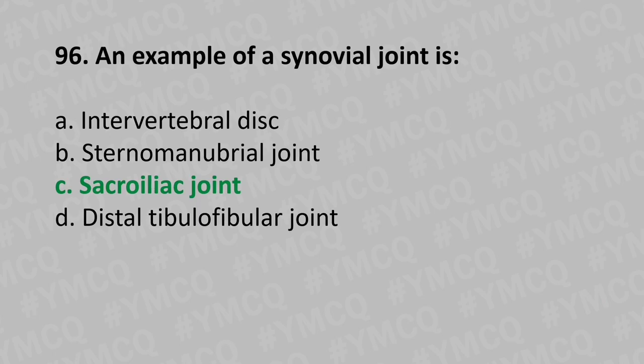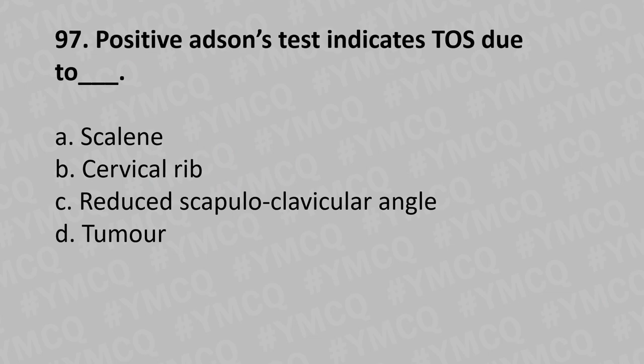A positive Adson's test indicates TOS due to. TOS means thoracic outlet syndrome. Option A, scalene. Option B, cervical rib. Option C, reduced scapuloclavicular angle. Option D, tumor. And the answer is option B, cervical rib. Moving to our 98th question.